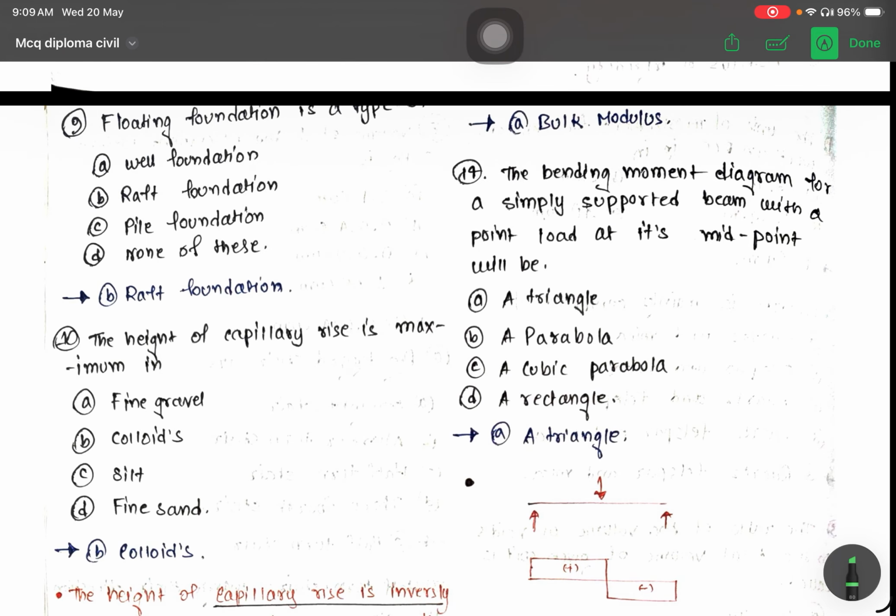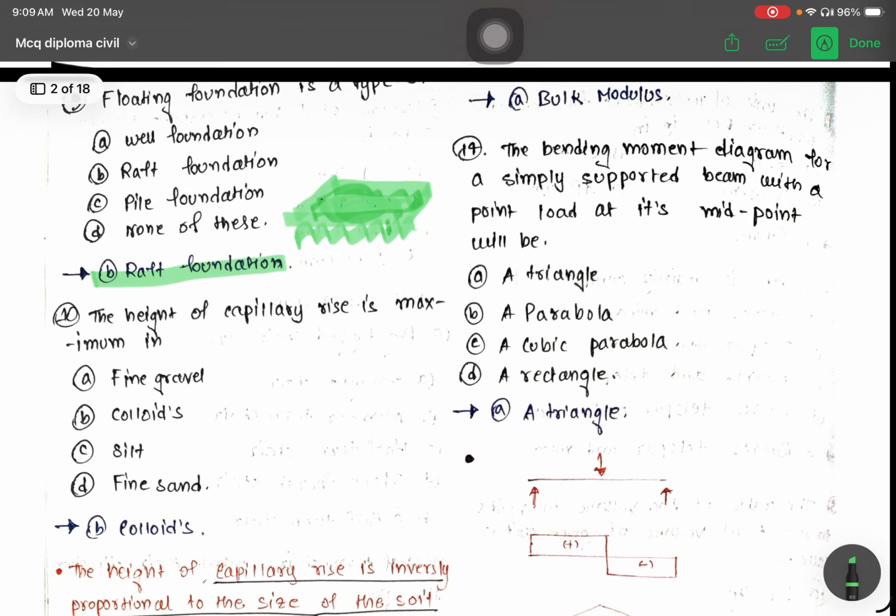Floating foundation is a type of raft foundation. Floating foundation is the type of foundation which spreads all over the soil, like this is the soil and the foundation above it is floating, like this. So this floating foundation is called raft foundation.